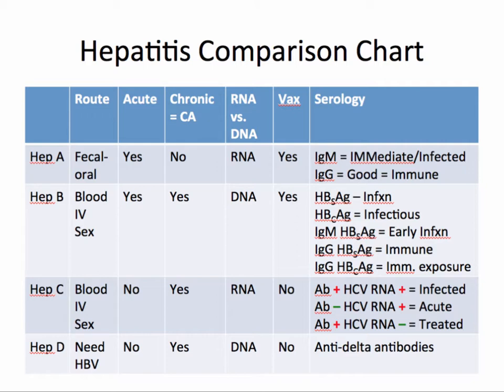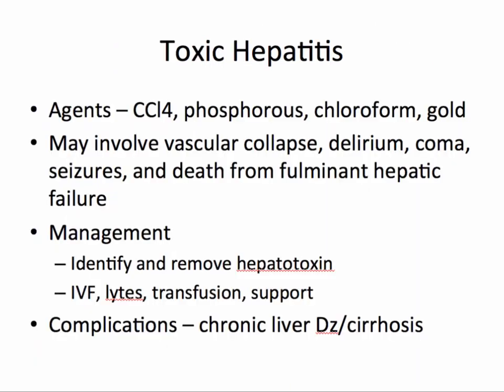All forms of hepatitis that are chronic can increase the patient's risk for cancer. Only hepatitis A and B have vaccinations available. In the last column, I've listed the serologies that help identify the presence or absence of hepatitis. In general, remember that M as in IgM is immediate, indicating that the patient is infected. G as in IgG is good, meaning the patient is immune.